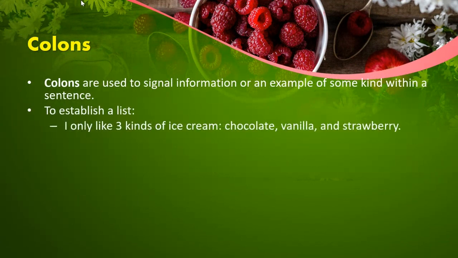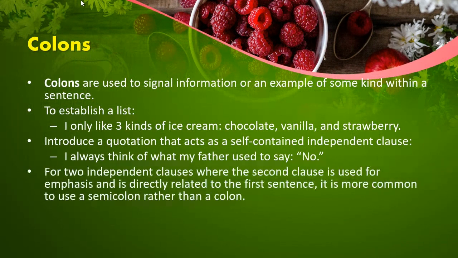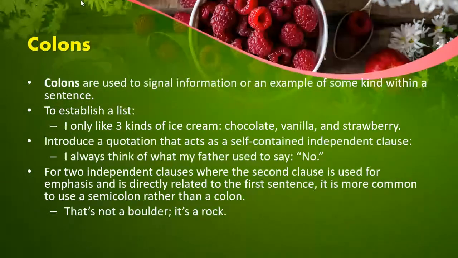Colons are another type of punctuation mark used within a sentence. Colons usually signal information or can be used to establish a list. Here is an example of how to use a colon to establish a list. I only like 3 kinds of ice cream: chocolate, vanilla, and strawberry. Notice how the colon is separating an independent clause from the list itself.